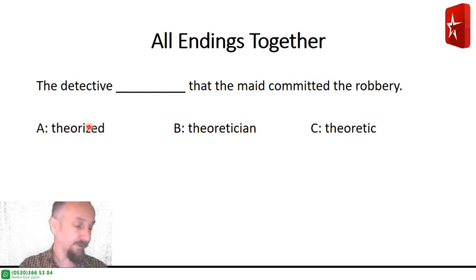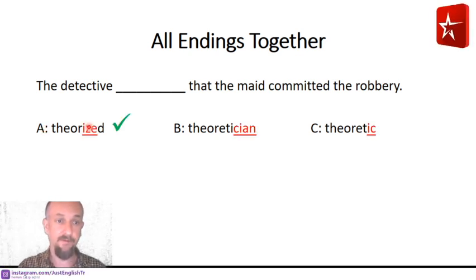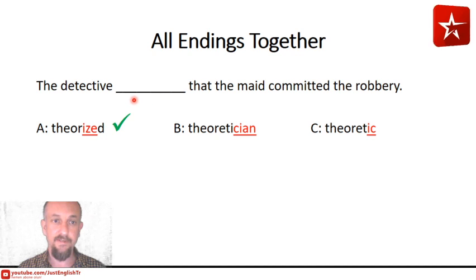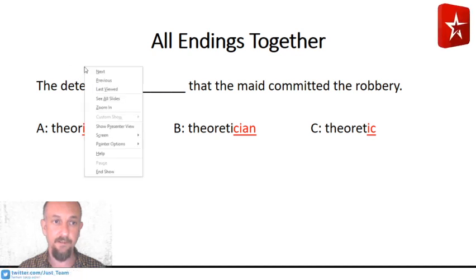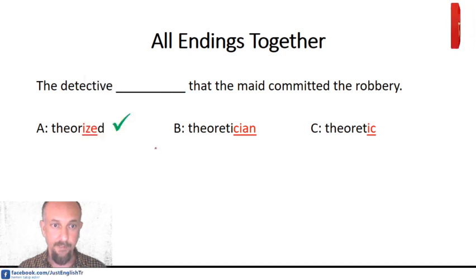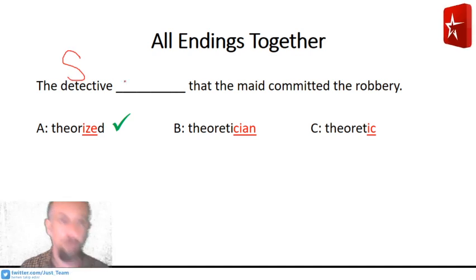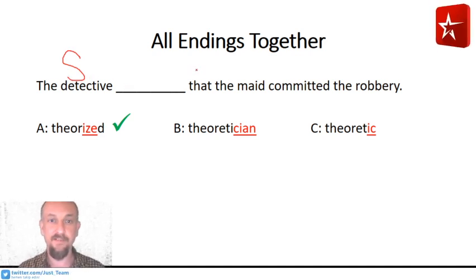Let's have a look what the correct answer is. The detective theorized. So, why theorized? Well, if we look at this sentence, we've got a subject here. Let's see if I can turn my pen on. Pointer, pen, there we go. Here we've got the subject. We've got the subject. Here we've got another subject. And we've got the conjunction.